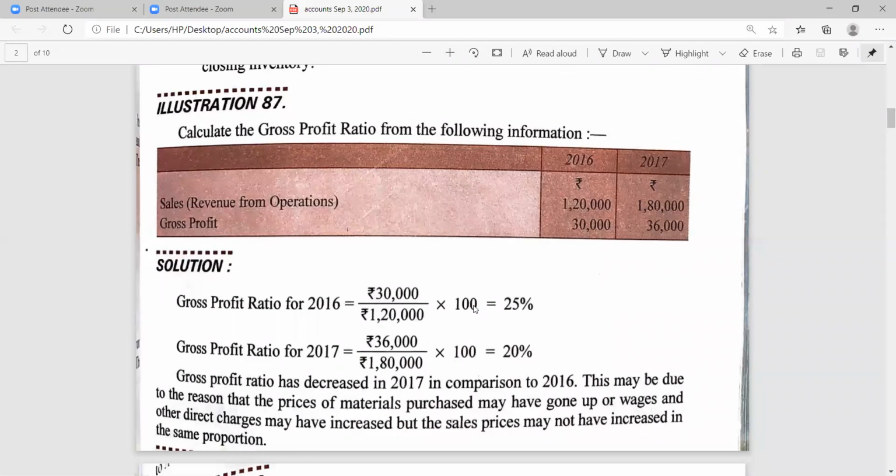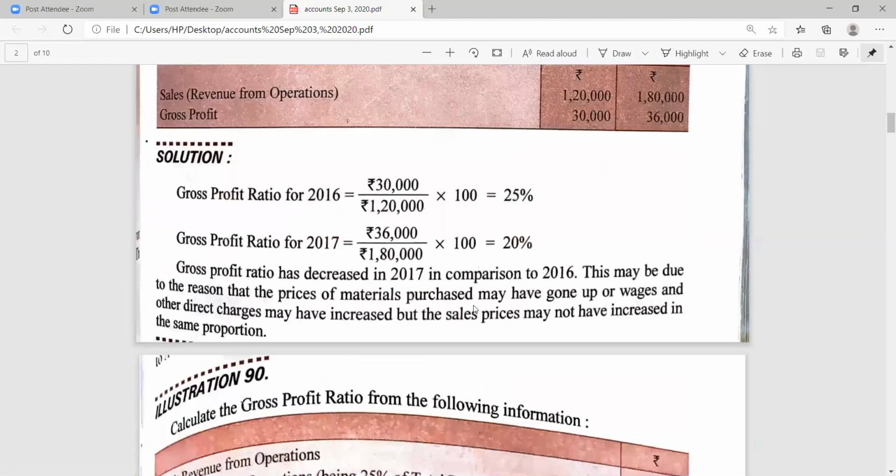Now we have to compare, so we can make the comparison that in 2016 the GP ratio is more than 2017. This is due to the reason that the price of the material purchased has gone up, or the wages or the direct charges have increased, meaning cost of goods sold has increased. Just because of that, the sale prices may not have increased in the same proportion, and the GP ratio may be less. In the next question 3, illustration number 90.